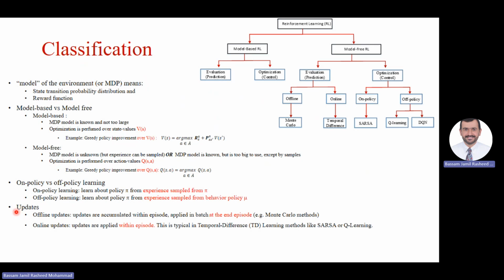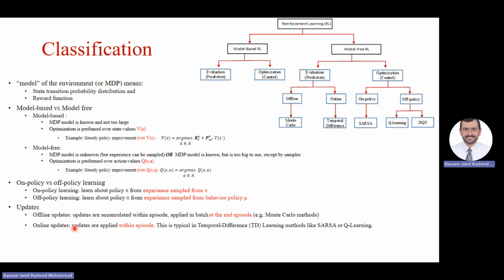When we talk about offline and online, we really mean, or emphasize, the way we are updating the state value. In offline, updates are accumulated within an episode and applied in batch at the end of the episode. So basically I run the episode, then I apply the update on the state values. So this is offline because I don't apply them as long as I am in the episode. I have to complete the episode. I have to reach the terminal state before I do the updates.